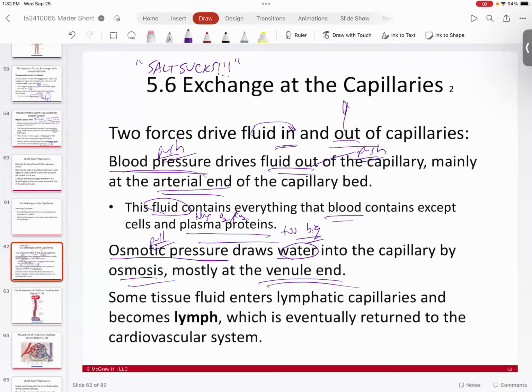Why is it more concentrated? Because we lost water on the arterial end, right? The blood pressure is pushing water out of the capillary into the tissues. Everything inside the capillary is becoming more and more concentrated. So that finally at the venule end creates this concentration that pulls the water into the venule.